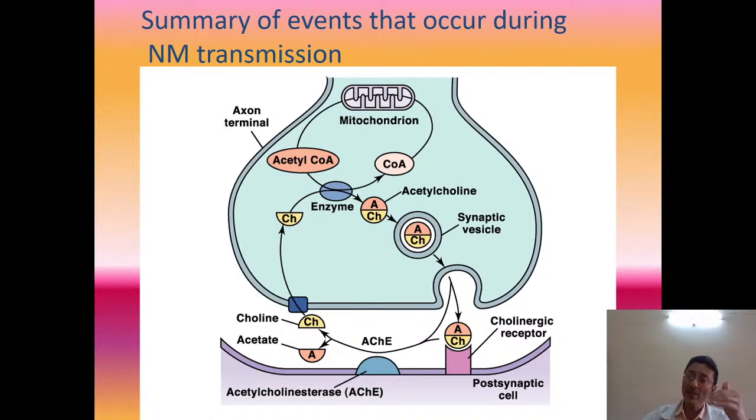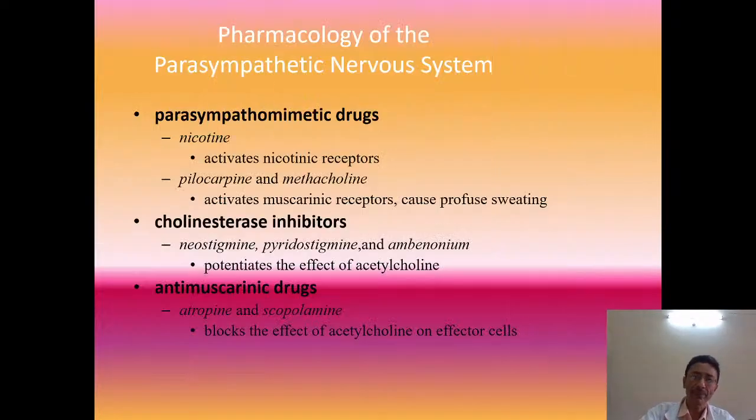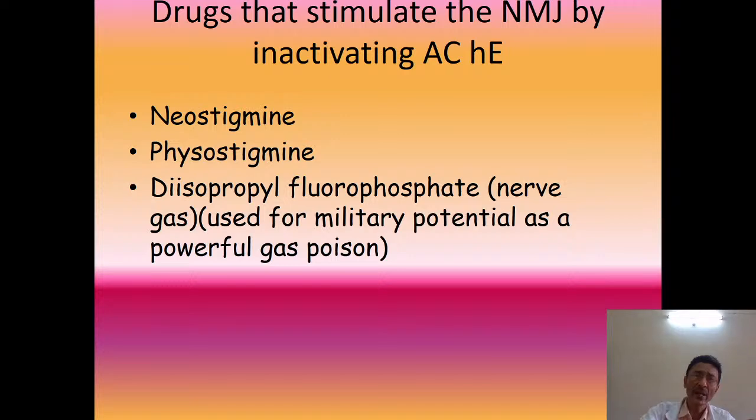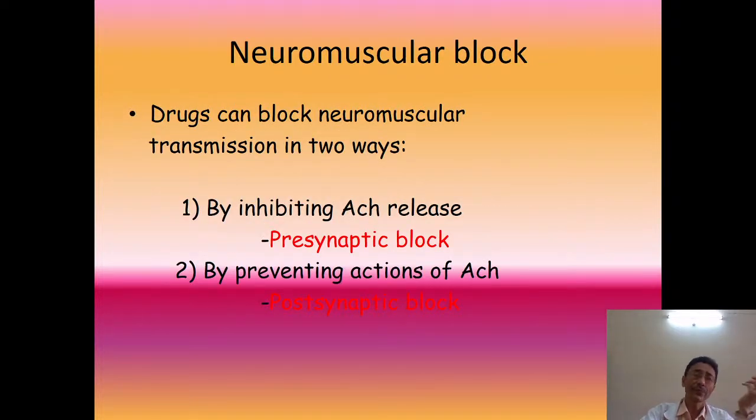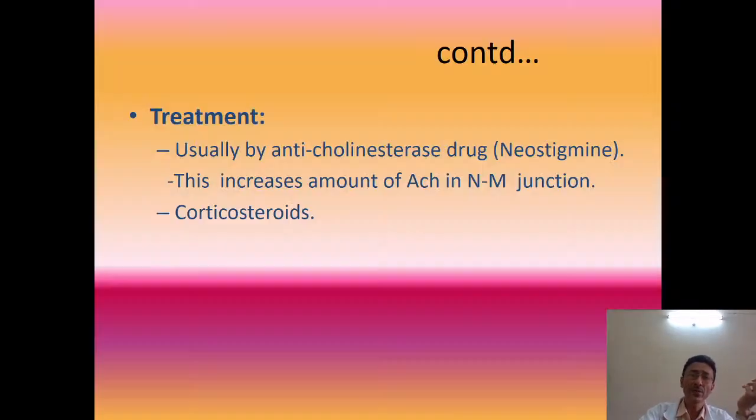Now, if you give a drug that prevents the action of acetylcholinesterase itself, what will happen? Acetylcholinesterase will be ineffective in destroying acetylcholine. So, the acetylcholine, whatever amount is being released at the neuromuscular junction, will show its effects for a long period of time. So, neostigmine is one drug which will treat myasthenia gravis, and that acts by increasing the amount of acetylcholine in the neuromuscular junction.